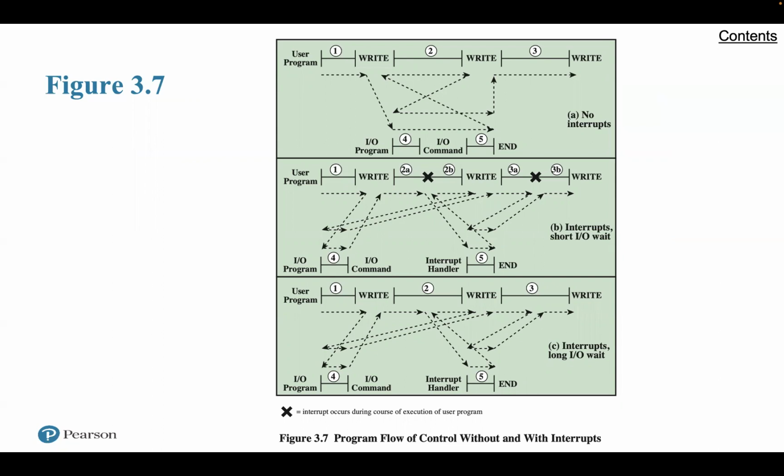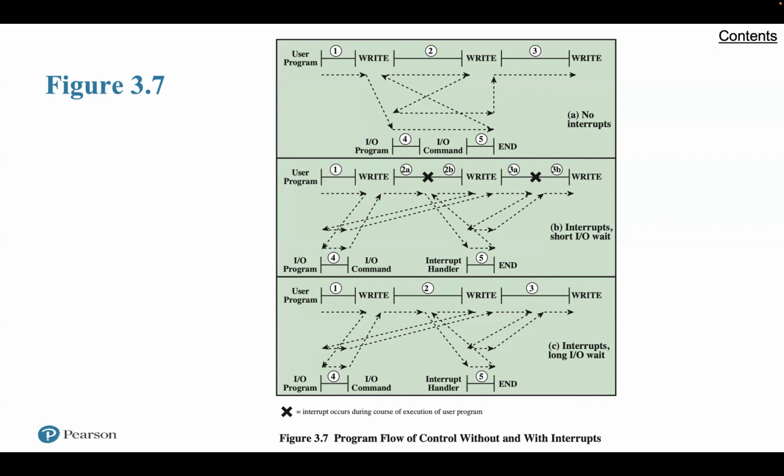So in this figure, we have an illustration that shows the state of affairs. The user program performs a series of write calls interleaved with processing. Code segments 1, 2, and 3 refer to segments of the instructions that do not involve I/O. The write calls are to an I/O program that is a system utility, and that will perform the actual I/O operation. The I/O program consists of 3 sections.